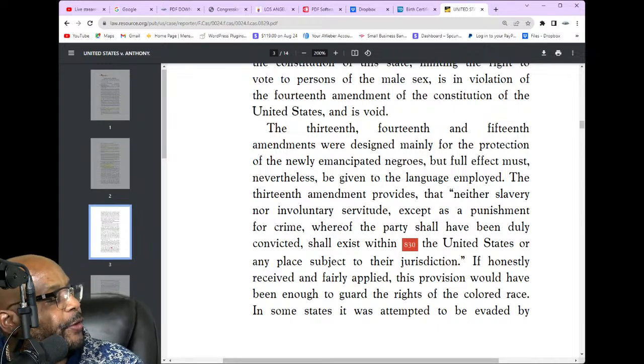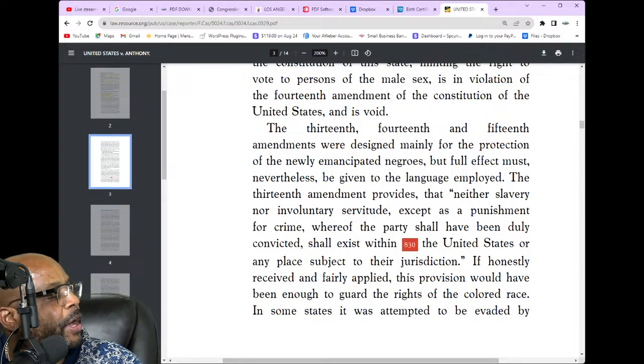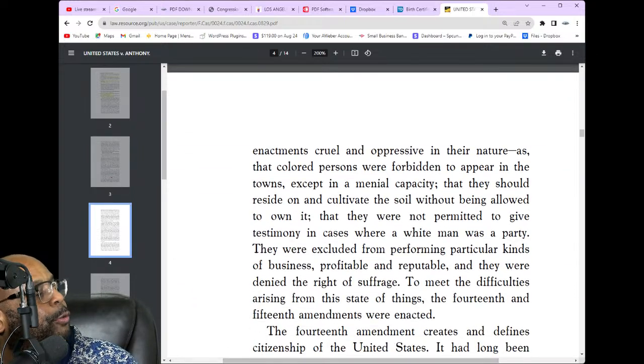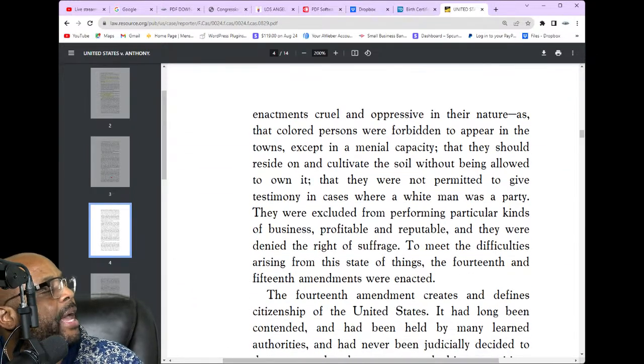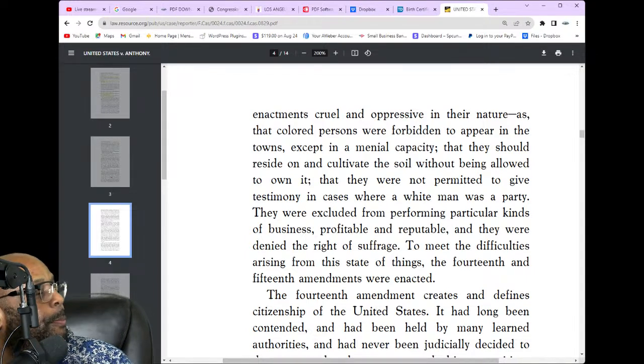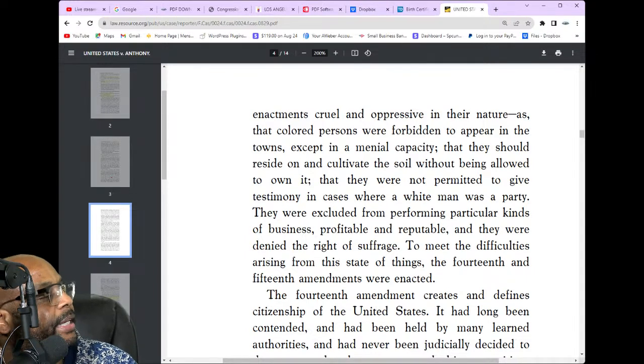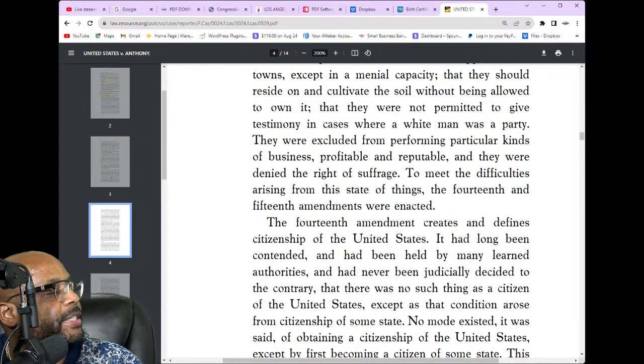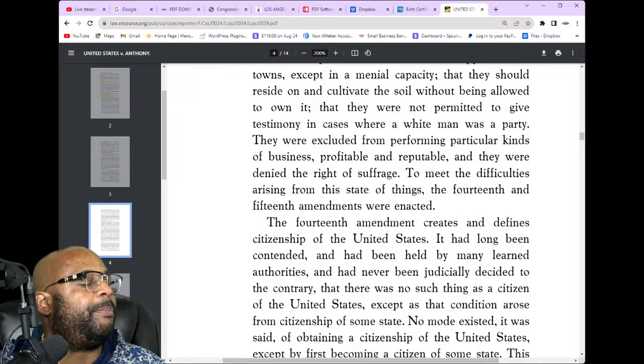If honestly received and fairly applied, the provision would have been enough to guard the rights of the colored race. In some states, it was attempted to be evaded by enactments cruel and oppressive in their nature, as that colored persons were forbidden to appear in the towns except in a menial capacity, that they should reside on and cultivate the soil without being allowed to own it, that they were not permitted to give testimony in cases where a white man was a party, they were excluded from performing particular kinds of business, profitable and reputable, and they were denied the right of suffrage. To meet the difficulties arising from this state of things, the 14th and 15th Amendments were enacted.